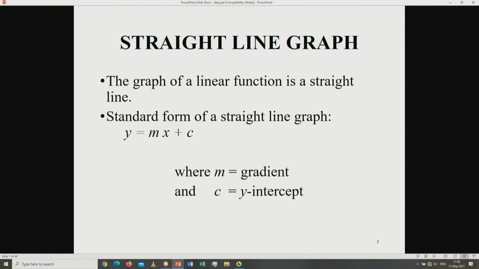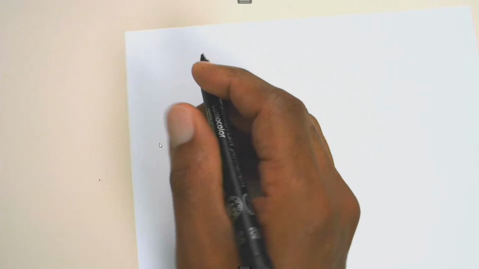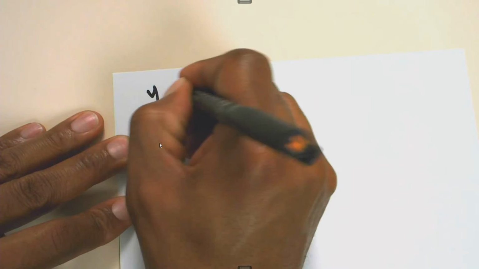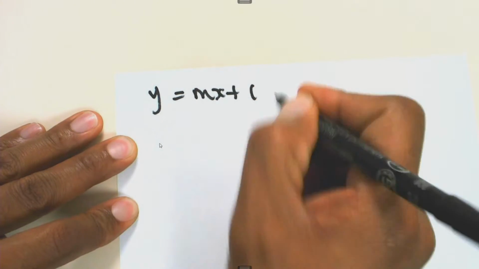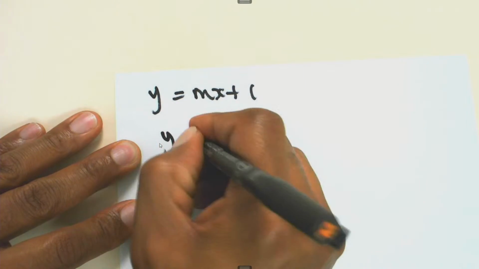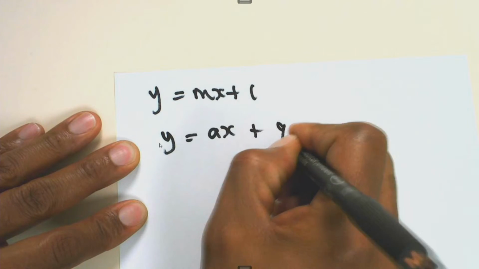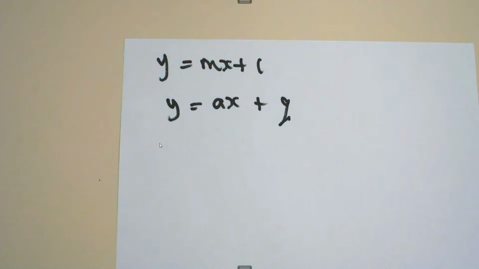The standard form of a straight line is given by y equals what? y equals mx plus c. Or, if I don't want to say this one, the other form that we use sometimes is y equals ax plus q. Very important, remember the two.